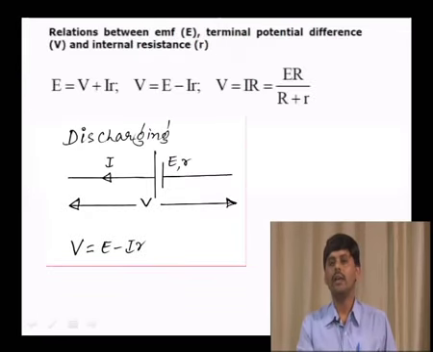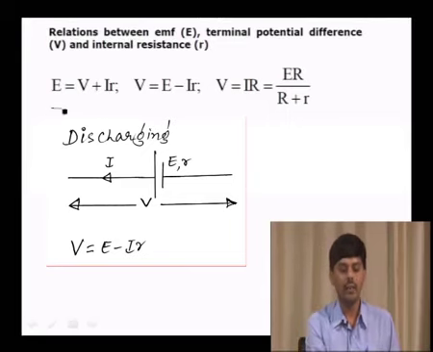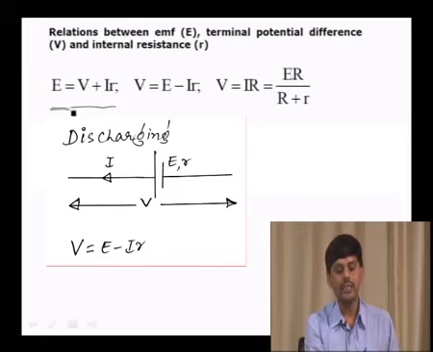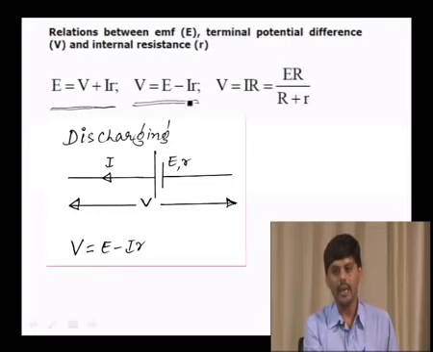The relation between the EMF, terminal potential, and internal resistance is given by the equation E = V + Ir. This is for discharging the cell. Rearranging this equation, terminal potential V = E - Ir, where V is the terminal potential difference, E is the EMF of the cell, I is the current, and r is the internal resistance.